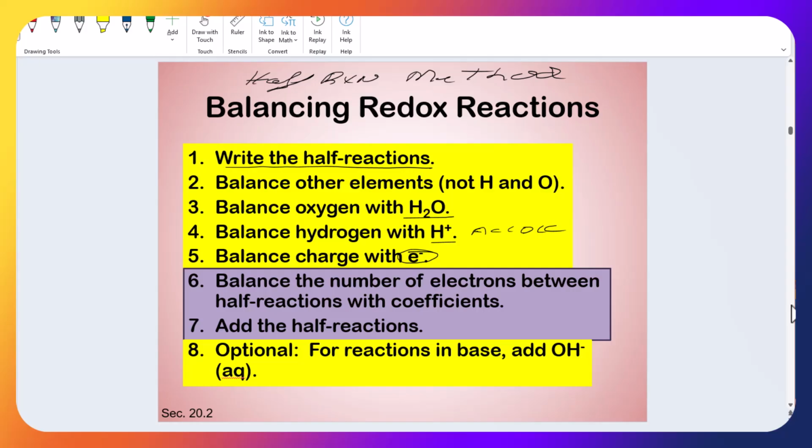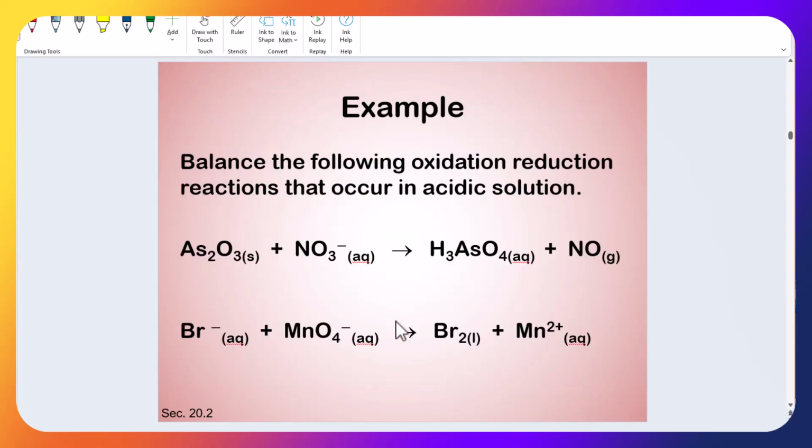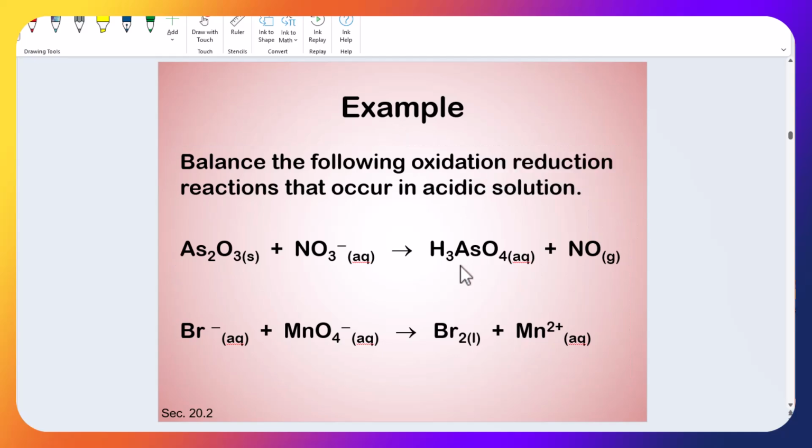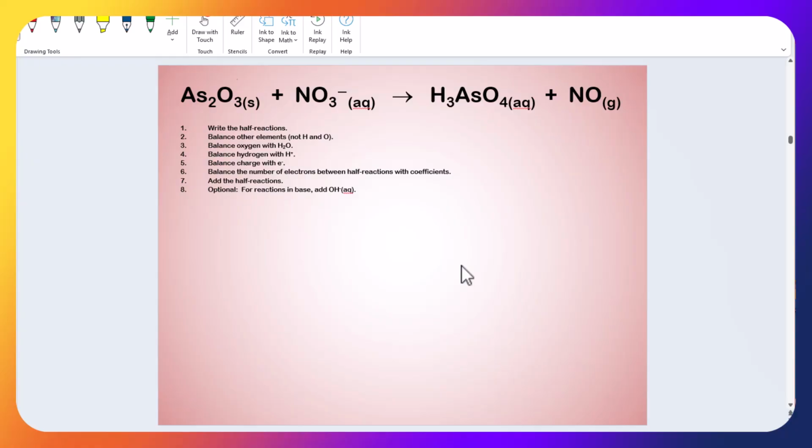All right, so let's go ahead and get the show on the road here. So here are two reactions. We're going to balance these in, as you can see, acidic solution. Here's our first one. The first thing that we're going to want to do, I know it says write the half reactions, but you can't write the half reactions unless you know what gets oxidized and what gets reduced. So we've got to figure that out.